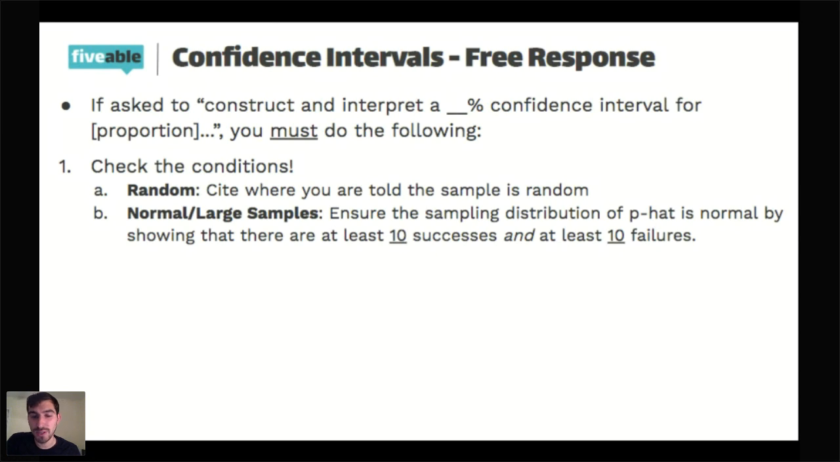The random one is super easy. The normal one, you can call it large counts, you can call it large samples, you can call it the normal condition. Any of those three names are good to go. They're seen as equivalent. Okay, you then have to name what the interval is that you're doing.